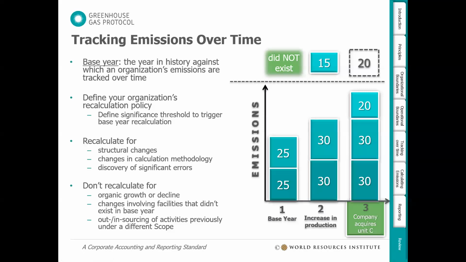On the other hand, base year inventories don't have to be recalculated when a company experiences organic growth or decline, or when changes involve facilities that didn't exist in the base year. And recalculation isn't needed for outsourcing or insourcing of activities that were previously reported under a different scope, okay? So that information is still contained within the inventory.